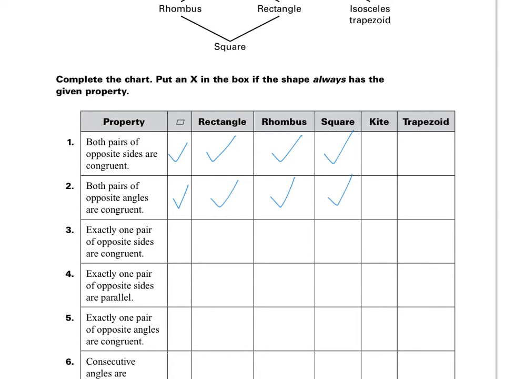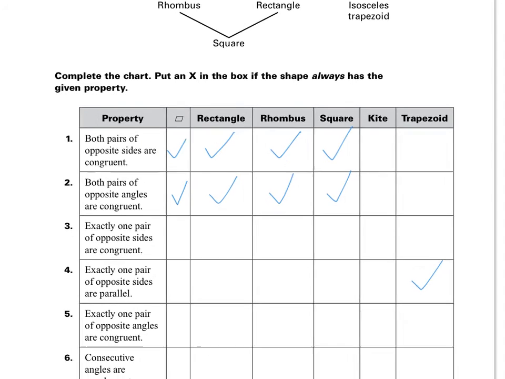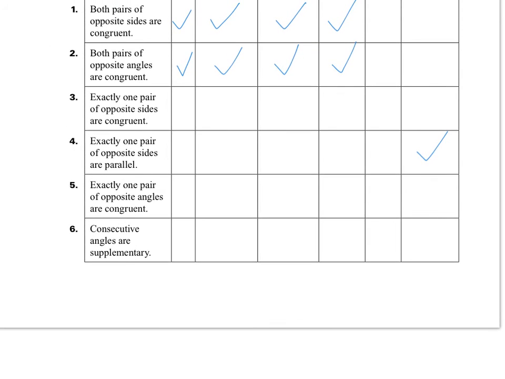Exactly one pair of opposite sides parallel. That is a trapezoid. Exactly one pair of opposite angles congruent. And this next to last is a kite. That is a kite, it only has one pair of opposite angles congruent. And consecutive angles are supplementary.